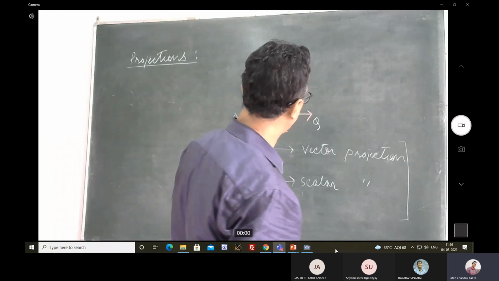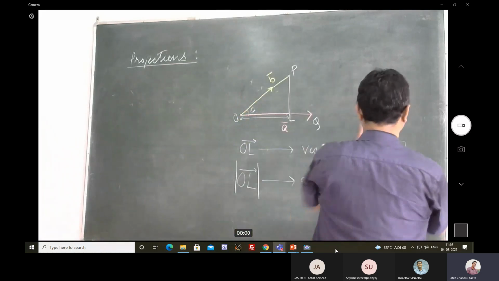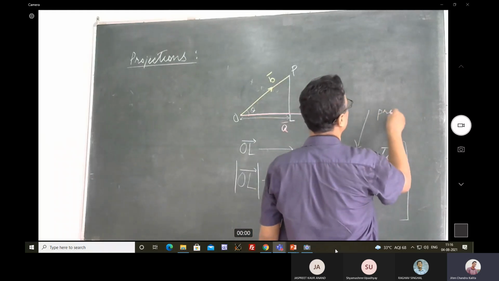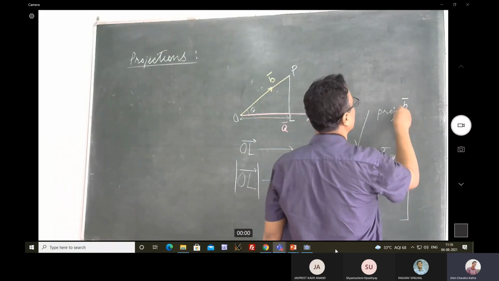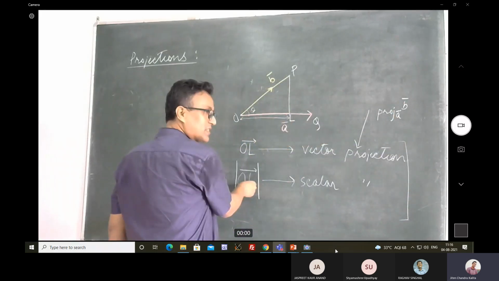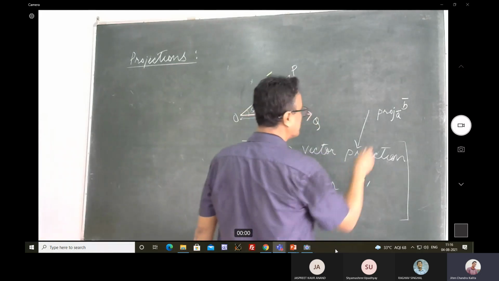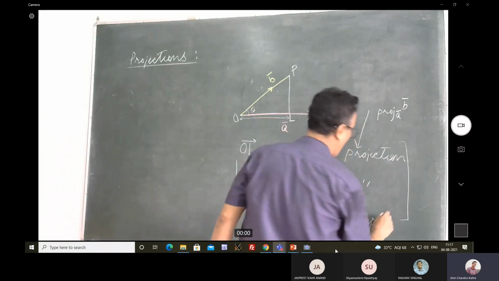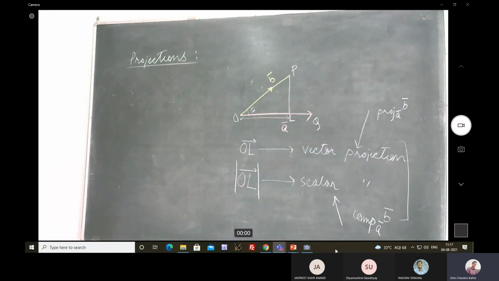I think one is called cross, one is called comp. Okay, so this one, vector projection, it is denoted by this symbol, projection of the vector B over A. And because this is simply the component of it, that is why this one is called component of the vector B over A.